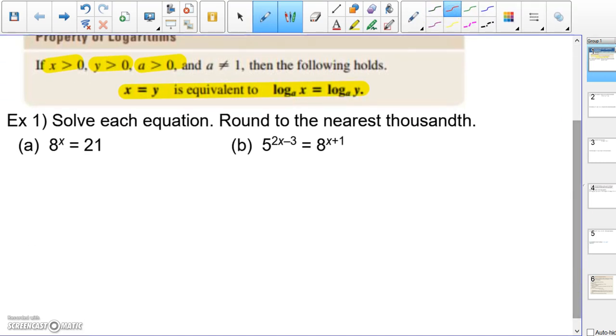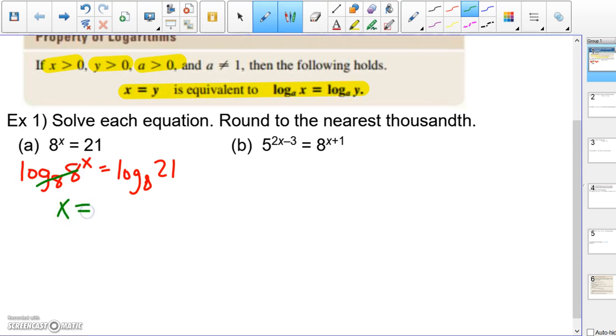Example 1, solve each equation, round to the nearest thousandth. In general, when you see a problem like 1a with a base 8, we're going to do a log base 8 on both sides. So a log base 8 is going to cancel out an exponential base 8. So we do a log base 8 of both sides. Log base 8 of 8 to the x is going to cancel out because they're inverse operations and just give me x equals.